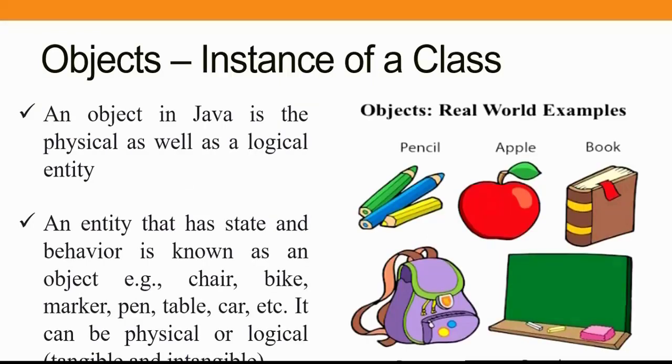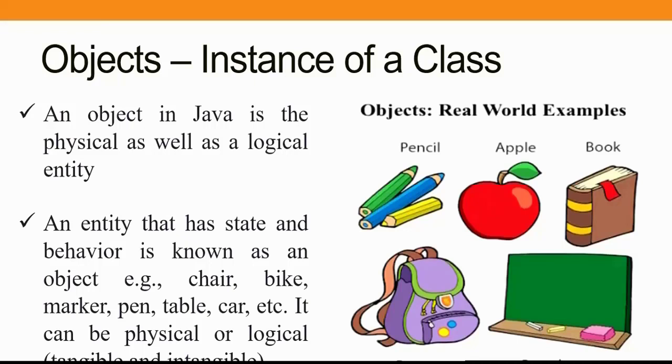First one is objects. So what is an object? An object is nothing but an instance of a class. As I said, an object is nothing but an instance of a class. You might be wondering, what does that mean, instance of a class? I will show you in programming so that you will be able to understand.